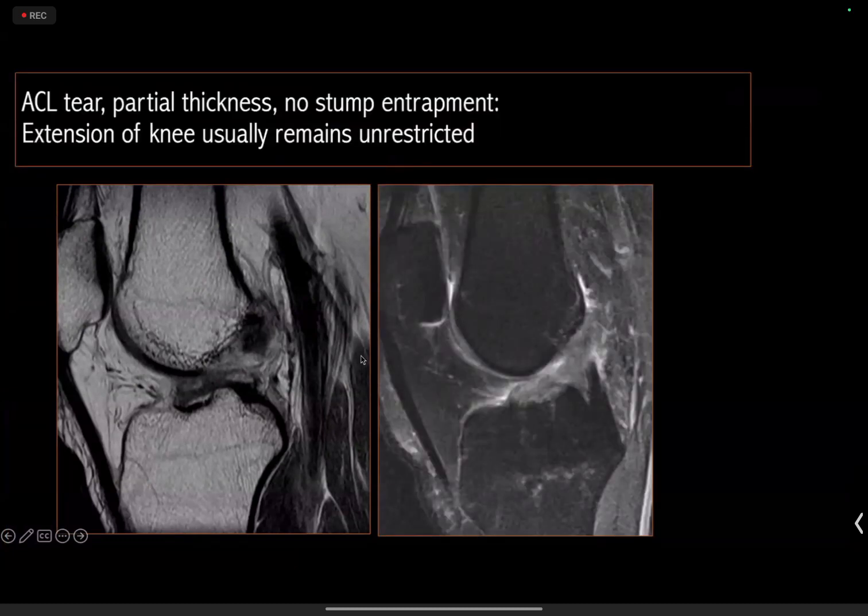We can see that type of stump entrapment in a full thickness tear. But in a partial thickness tear, because some fibers are still intact, they do not allow subluxation of the ligament, so we may not see the restriction of the extension of the knee. And here again, the Hoffa's fat pad involvement would be slightly less as compared to the full thickness tears.